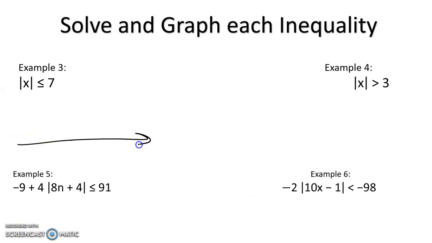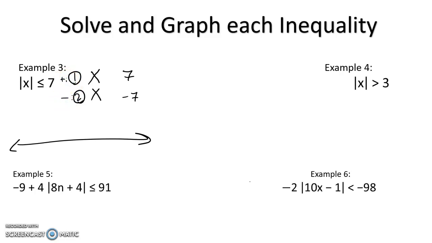We're also going to graph some of these. I'm not going to graph all of them, but definitely some. So I've got the absolute value of x is less than or equal to 7. What I'm looking for is, can I get these absolute value bars by themselves? For this example, the answer is yes. When they're by themselves, I can automatically set up two equations. I take whatever's inside the absolute value bars and rewrite that, and then I have a 7 and a negative 7. Again, I've got two inequalities, positive and negative.